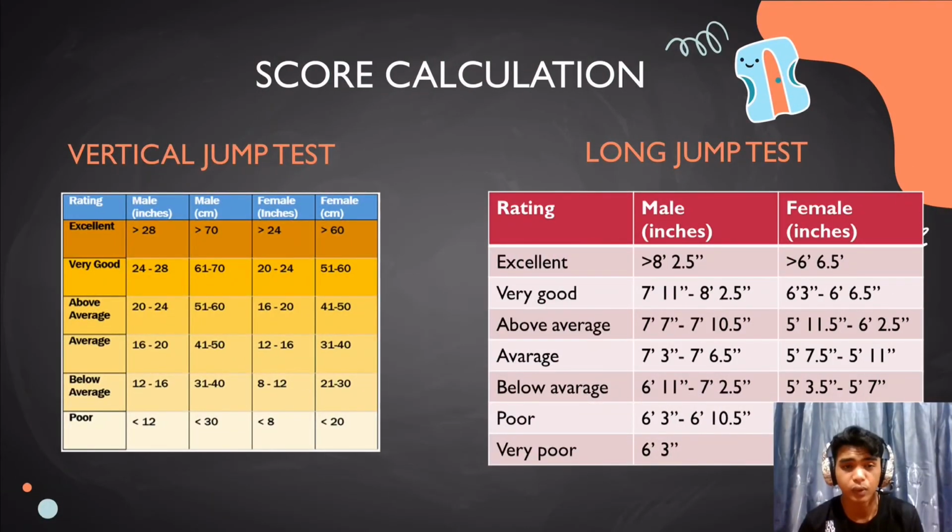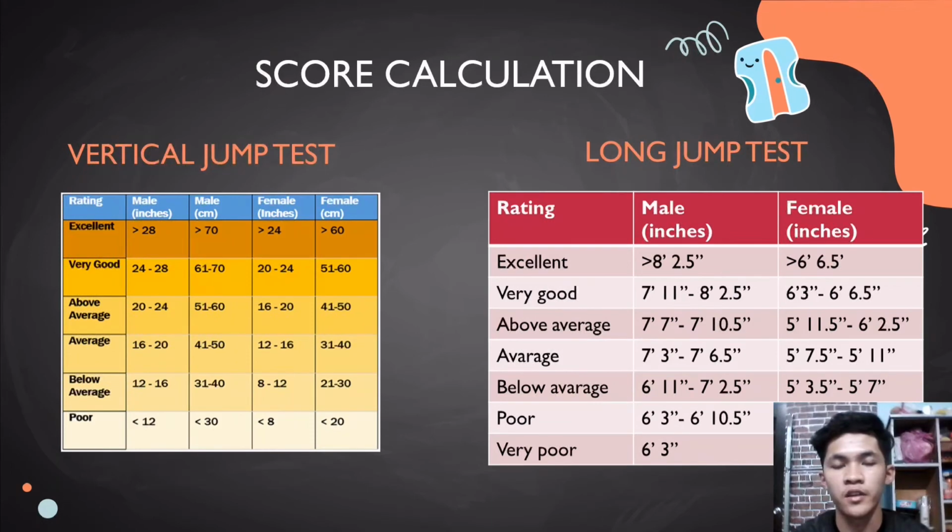In this slide, you can see the sample table for score calculation for vertical jump tests that have 6 ratings. Number 1 is excellent, number 2 is very good, number 3 is above average, number 4 is average, number 5 is below average, and the last one is poor. Okay. I hope you can understand this sample table for score calculation.